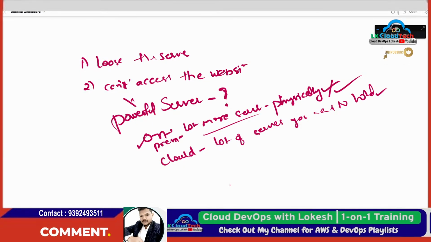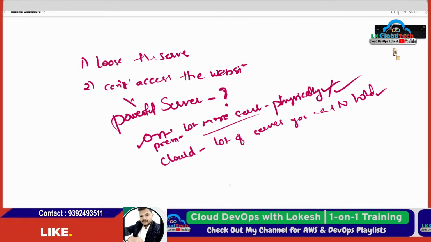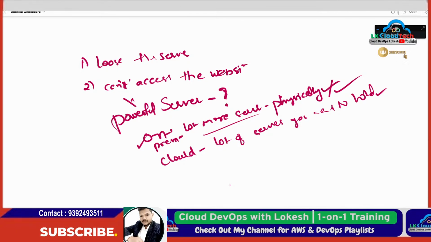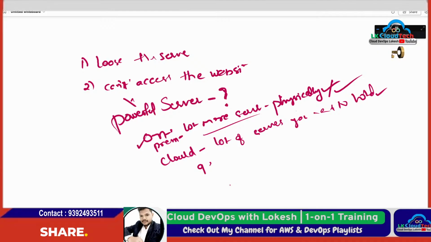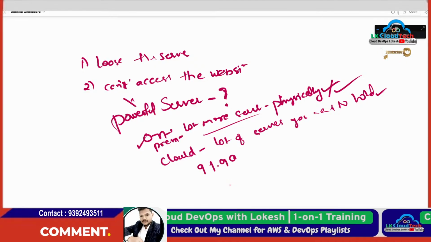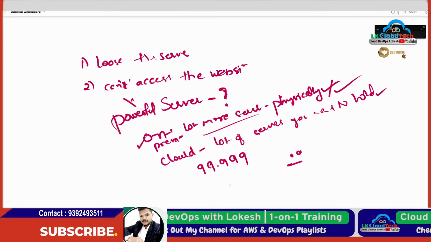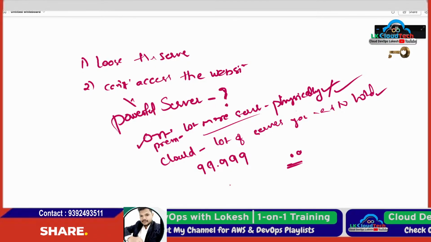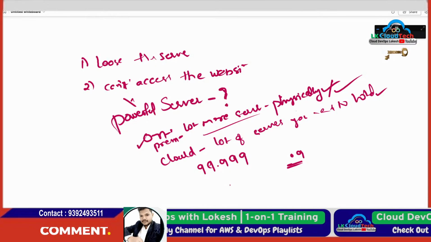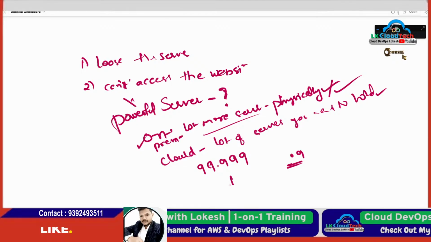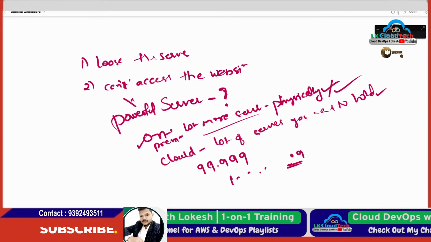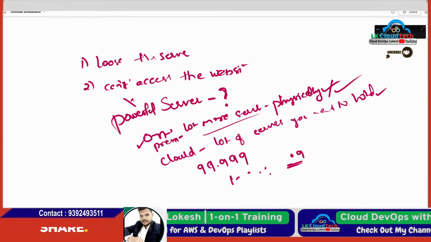Even the best data centers can only guarantee something like 99.999999%, but not 100%. Why? We never know what happens. So no one will assure you 100% anywhere.